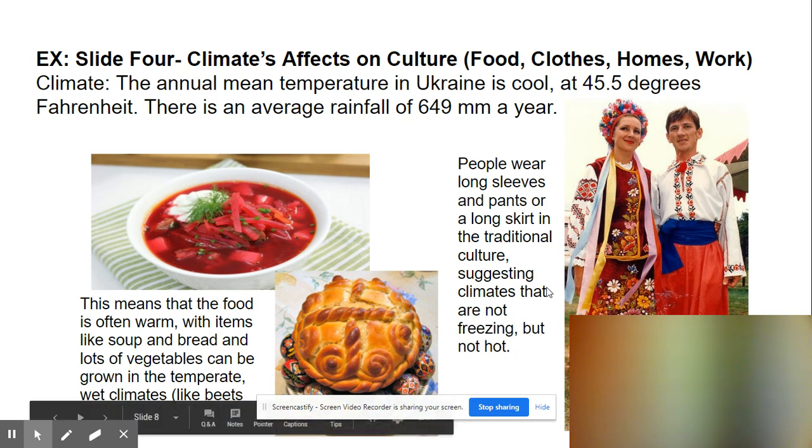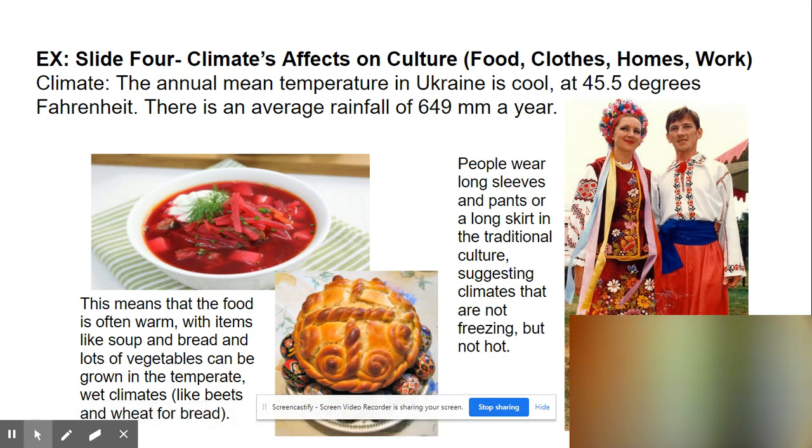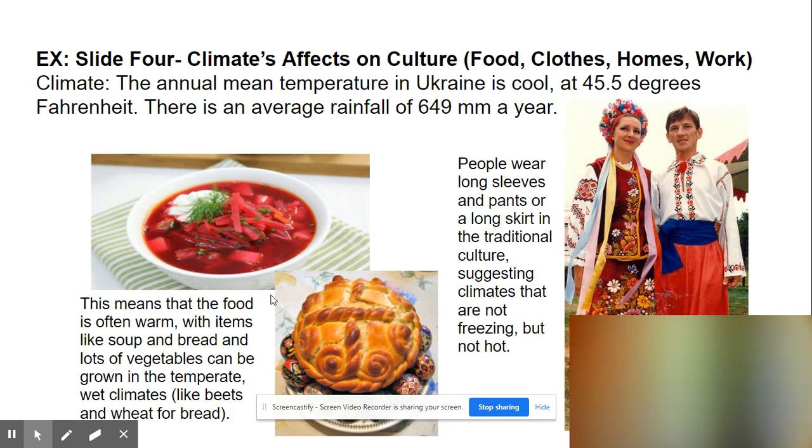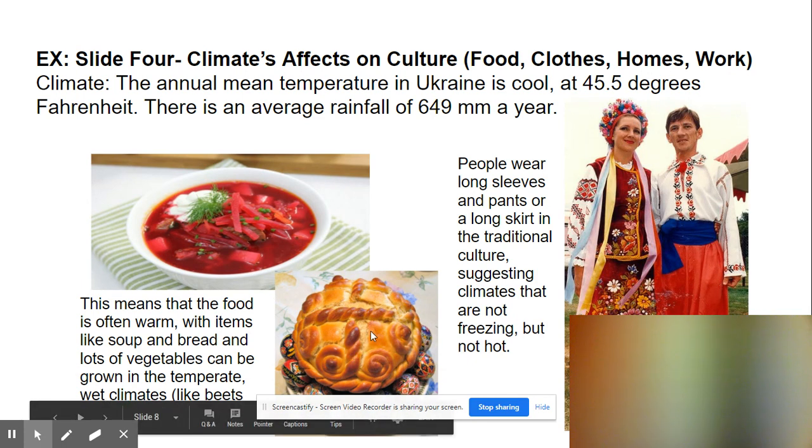So people are covered up because it's not the tropics. They need to wear clothes for warmth. And the foods that grow there are grown in wetter climates, like beets. So this temperate climate with rain allows for a lot of produce, and they're able to farm a lot. So they've got grain for bread.